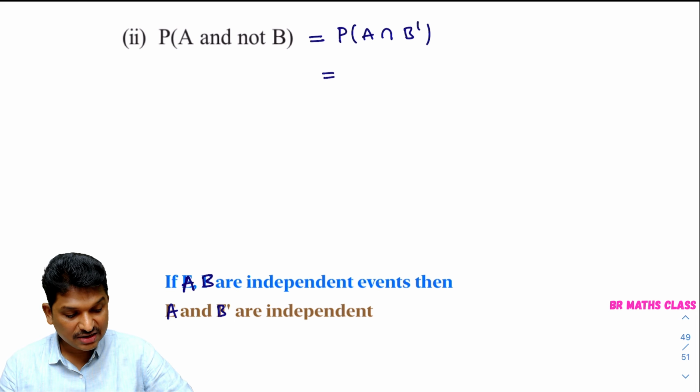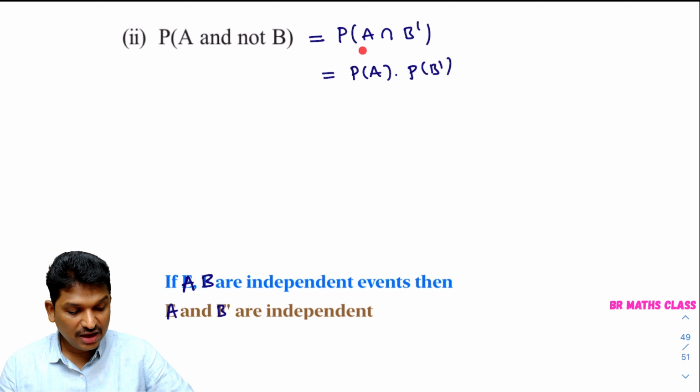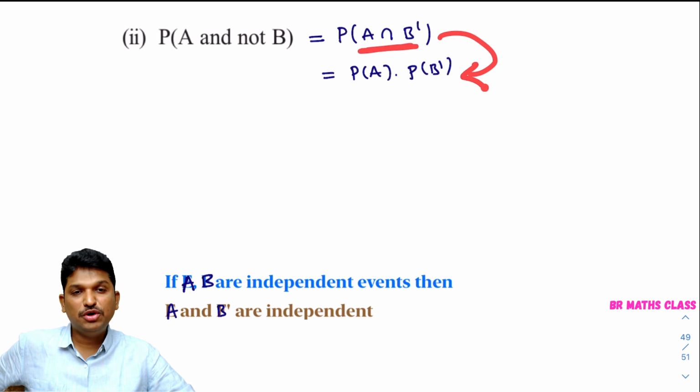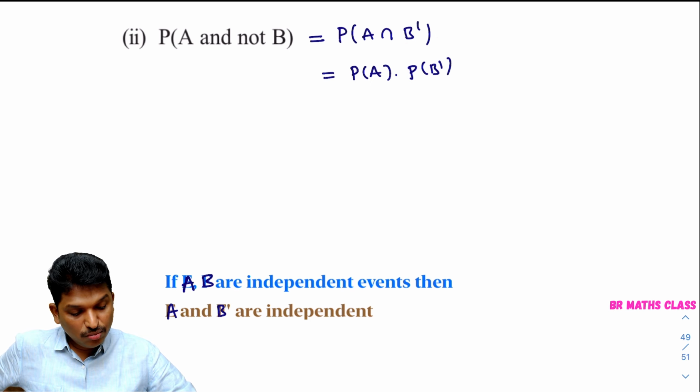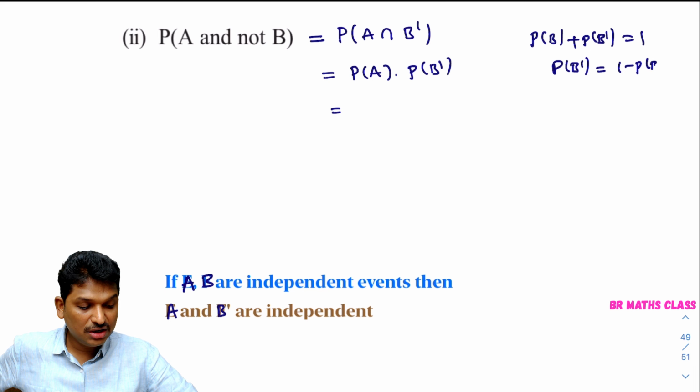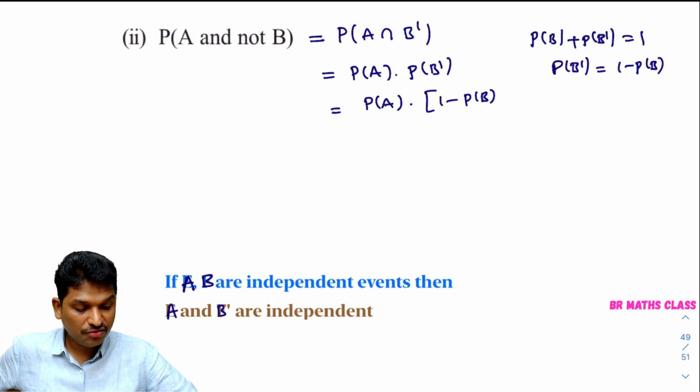So what I can write here, this can be written as probability of A into probability of B dash, because A and B dash are independent. When A and B dash are independent, probability of A intersection B dash can be written as probability of A into probability of B dash, from the concept of independent events. I hope you are understanding, right? So here we know this formula, probability of B plus probability of B dash equal to 1. From this, what is probability of B dash? 1 minus probability of B, right? So probability of A into probability of B dash can be written as probability of A into 1 minus probability of B, right?